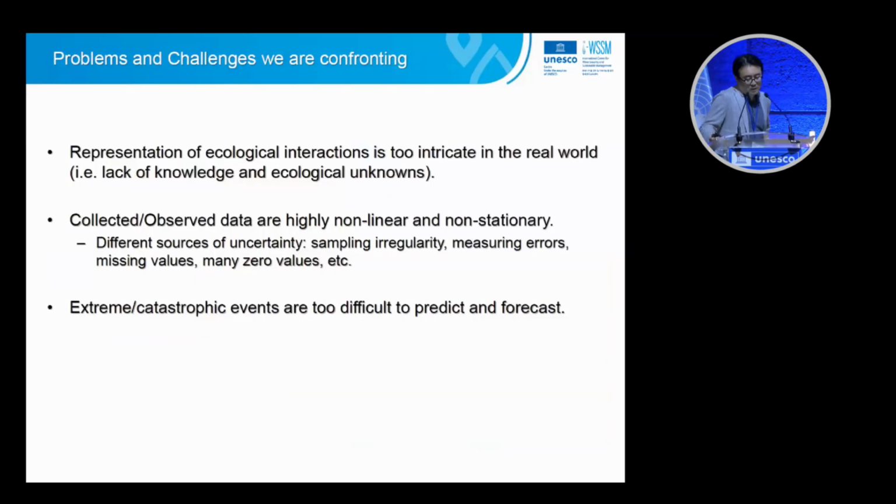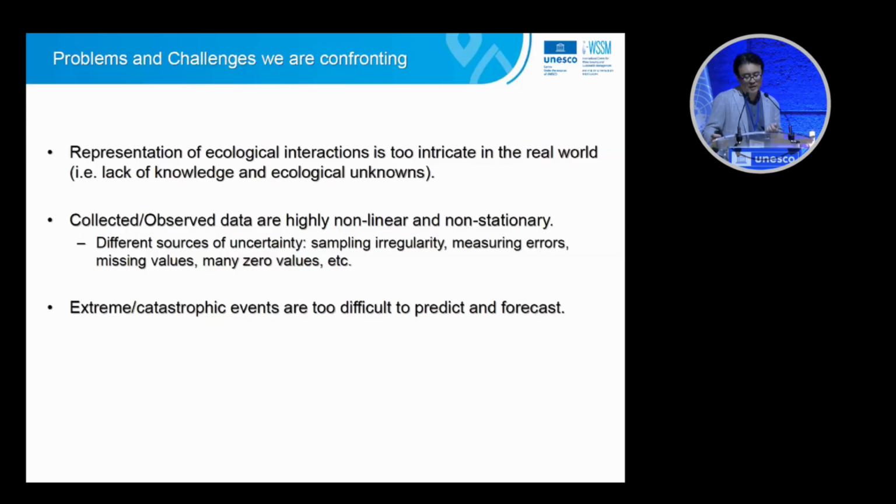And so what are the problem and the challenge in the context of the water quality we are confronting in relation to environmental modeling and management? First, the representation of the environment and the ecosystem is too complex. In this regard, our scientific knowledge is still limited, and there are many unknowns.